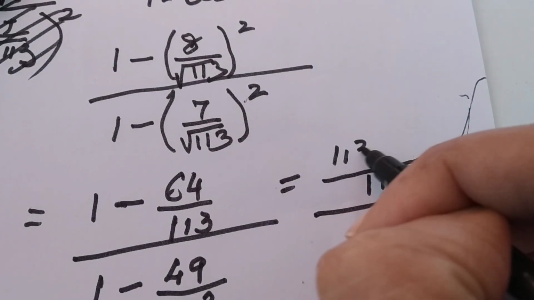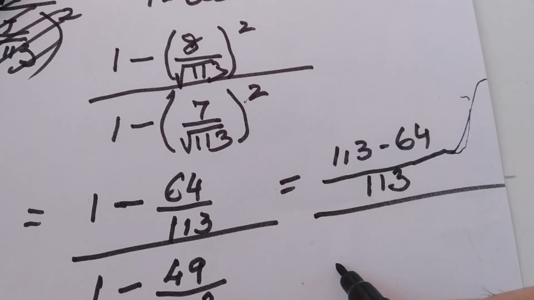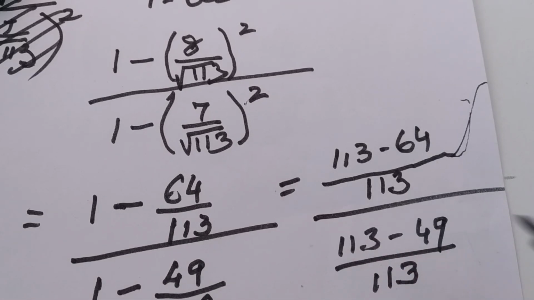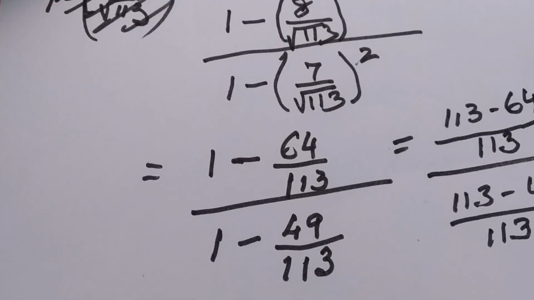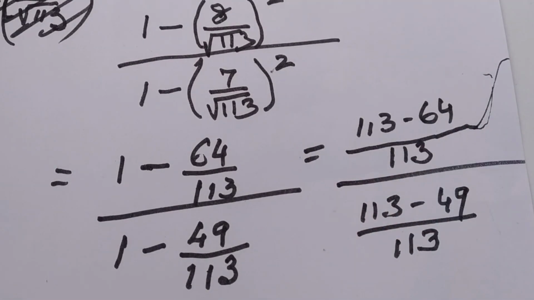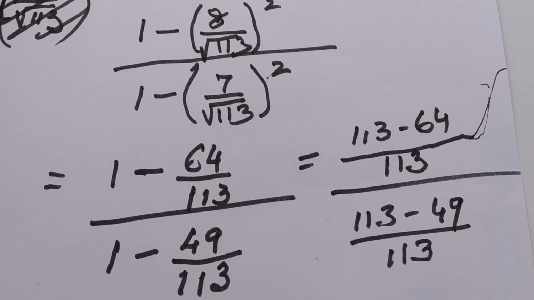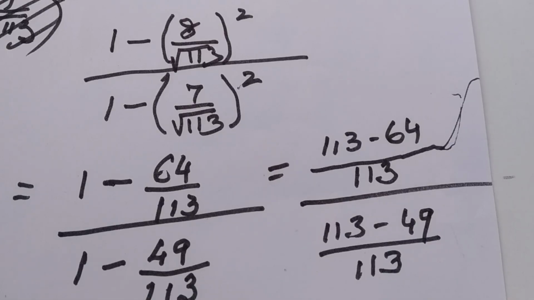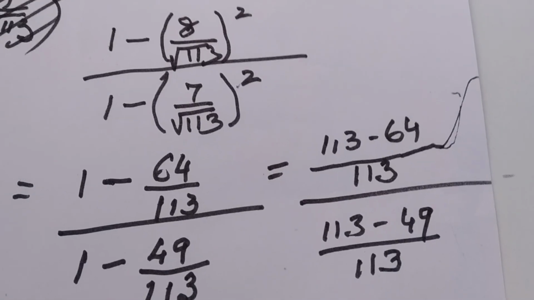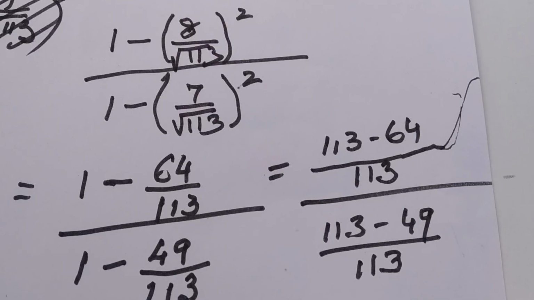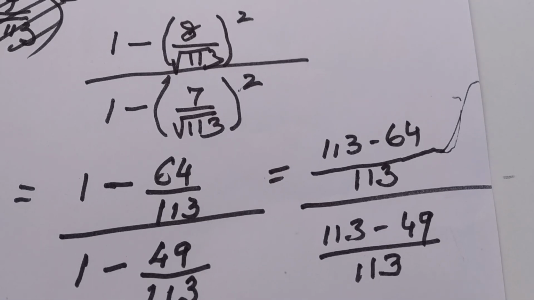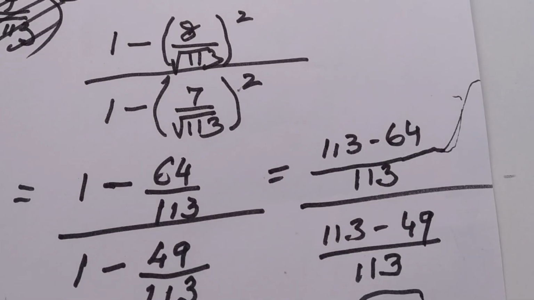So this becomes 113 minus 64. LCM here is also 113. So this becomes 113 minus 49. That is equal to, now 113 minus 64 is 49. So 49 divided by 113, that's the numerator part. And then what is 113 minus 49? That is 64. So 64 divided by 113. You see that the denominator is the same. So we can cancel that, and that is equal to 49 divided by 64. That is the answer for the first part of the question.